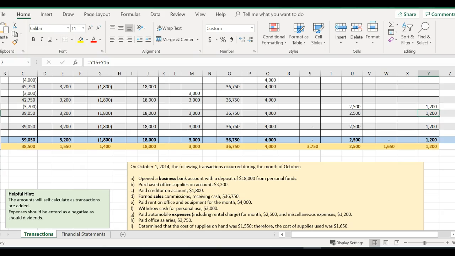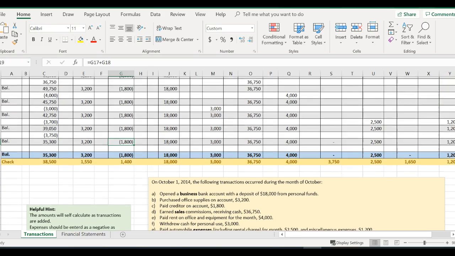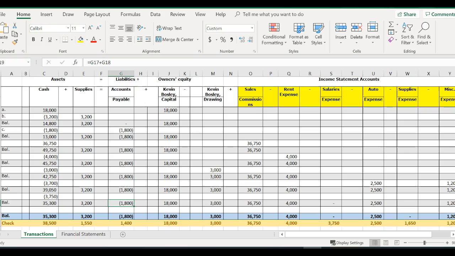We have H, I paid salaries of $3,750, which is going to be on this line here. So $3,750. It has to be a negative. Remember, you got to put the negative in. $3,750. And somewhere over here, we have a salaries expense, which runs right here. And that is $3,750.